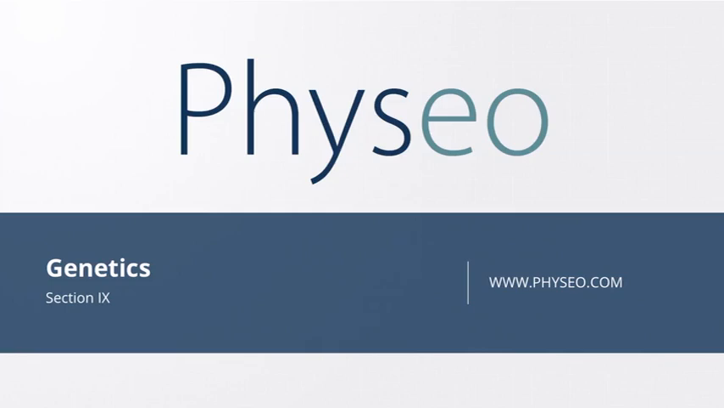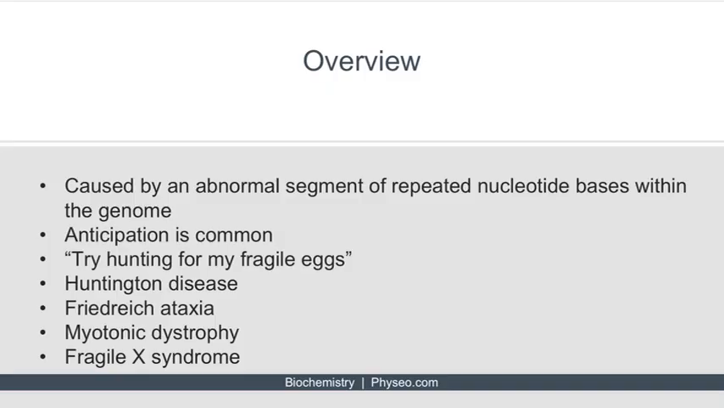Welcome to Section 9 of Genetics. In this section, we'll be discussing trinucleotide repeat disorders. Let's get started. Trinucleotide repeat disorders are exactly what they sound like. They're caused by an abnormal segment of repeated trinucleotide bases within the genome.